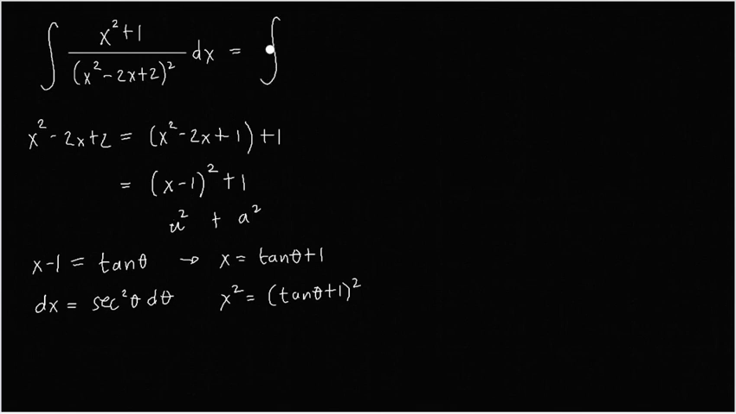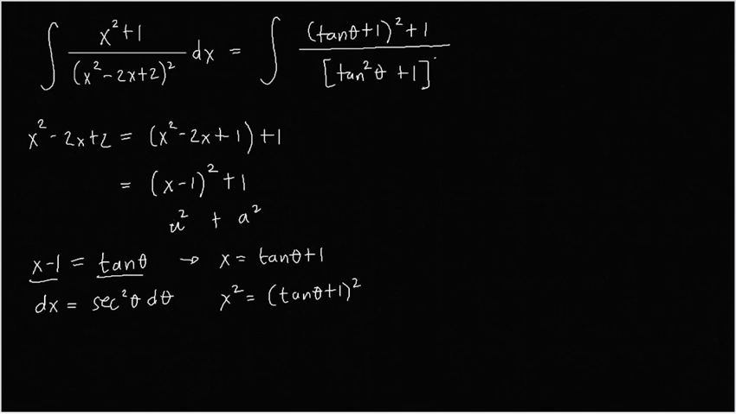So x squared is equal to tangent of theta plus 1 squared plus 1, all divided by this x squared minus 2x plus 2, which is actually equal to x minus 1 squared, or should I say x minus 1 is equal to tangent of theta. So palitan na natin siya ng tangent squared of theta plus 1. Don't forget naka-square ito. Then our dx is secant squared of theta d theta.